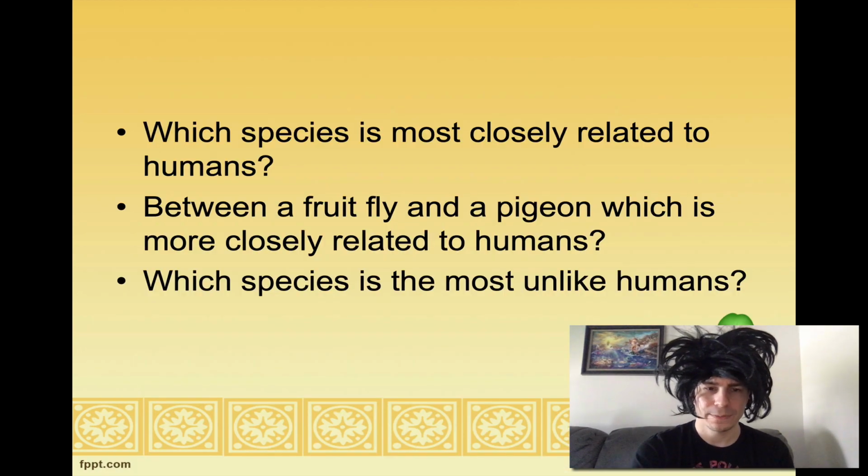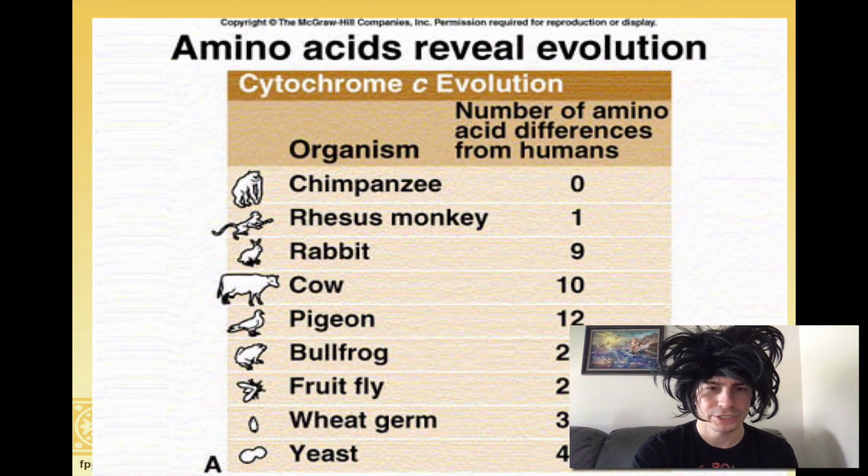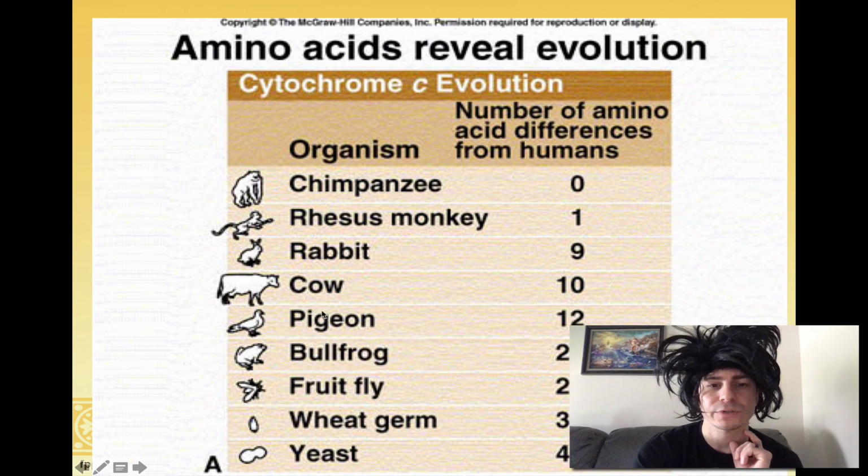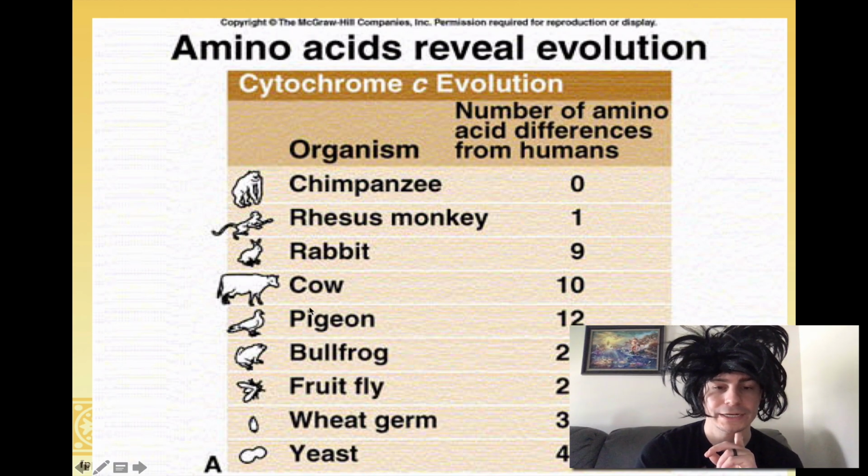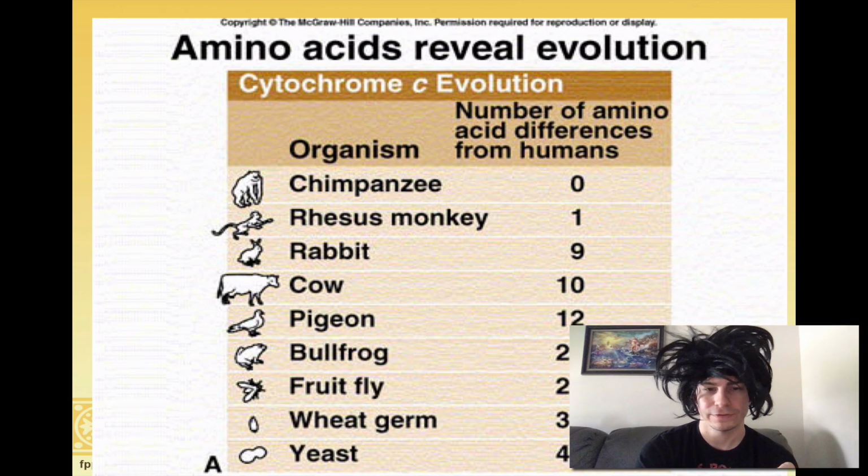Between a fruit fly and a pigeon, which is more closely related to humans? So fruit fly, pigeon. We got our fruit fly, which is down here with 24, pigeon with 12. So we'd be more closely related to a pigeon than a fruit fly, okay?